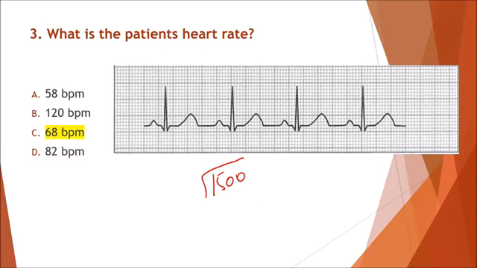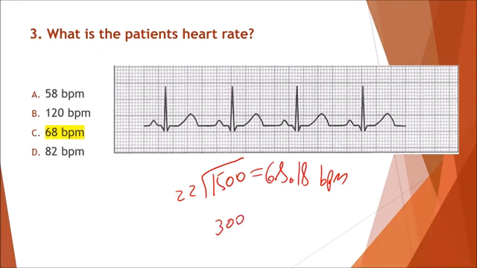So let's count them. We have 1, 2, 3, 4, 5, 6, 7, 8, 9, 10, 11, 12, 13, 14, 15, 16, 17, 18, 19, 20, 21, 22. So we have 22 little squares. If we do the math, it is 68.18 beats per minute, which we could just say it's 68 beats per minute.